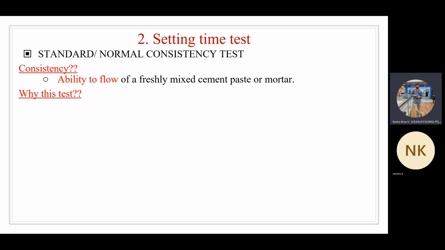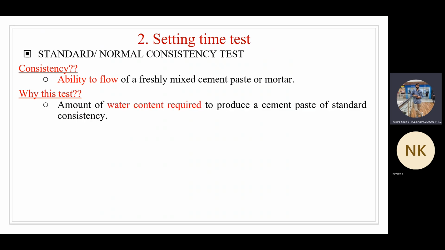So why is this test done? This test is basically made to find out how much water is required to produce a cement paste. Now, in the very first test, the adulteration test or field test, I was telling you that you can take a sample of cement and mix the approximate quantity of water. I was not telling you that exactly this much water you have to use.